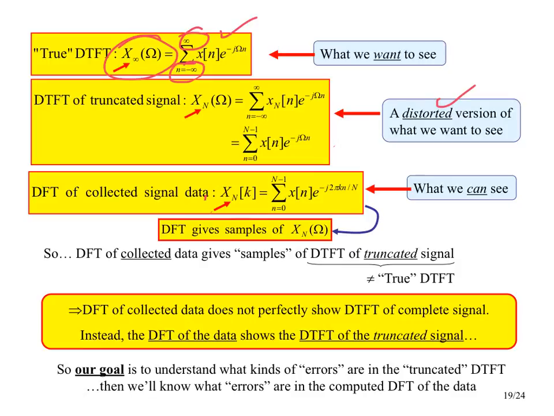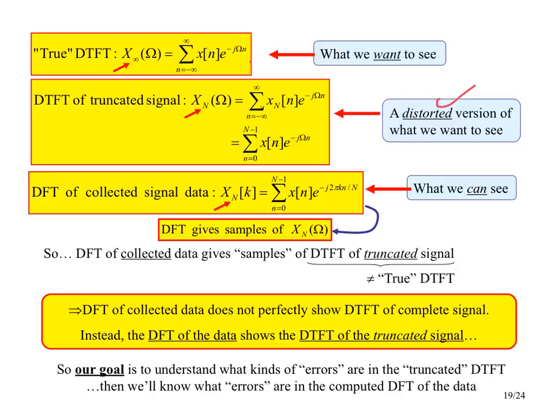Notice that this is the DTFT of a finite duration signal. The finite duration signal, that is just x of n from n equal to 0 to N minus 1, and then 0 outside of that range. So this is the DTFT of a finite duration signal, and this is the DFT of that same finite duration signal. So this DFT must give us samples on that. So that's a key idea. So the DFT that we can compute no longer gives us samples on the DTFT we really want to see. It gives us samples on some distorted version of what we really want to see. And so understanding that is very important to knowing how to apply these ideas.